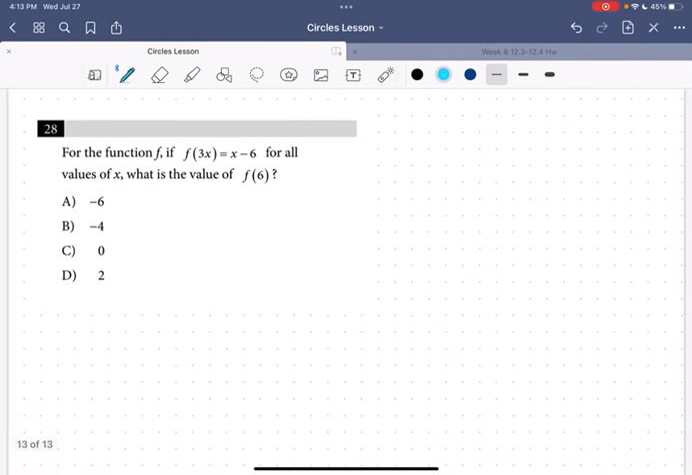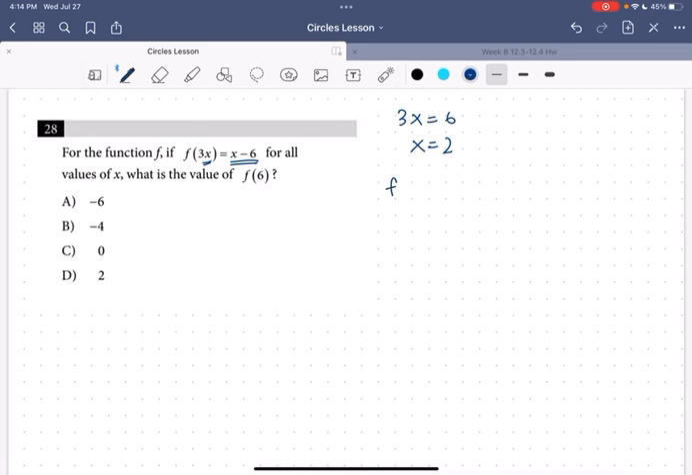Let's do another question, because this topic comes in a lot of different forms. You have to understand that basic concept to be able to answer them and be used to the different kinds of questions you might be given, okay? So for the function f, if f of 3x equals x minus 6 for all values of x, what is the value of f of 6? At first glance, this might be a bit overwhelming, but what I would notice here is that instead of f of x, they put f of 3x, and that is x minus 6, okay? So I would try to find how 3x and 6 are related. So what I mean is 3x equals 6, right?